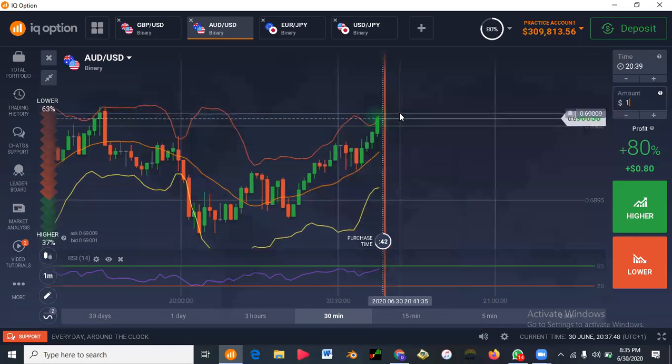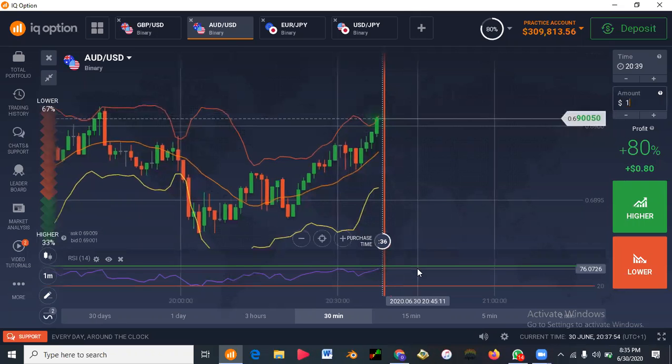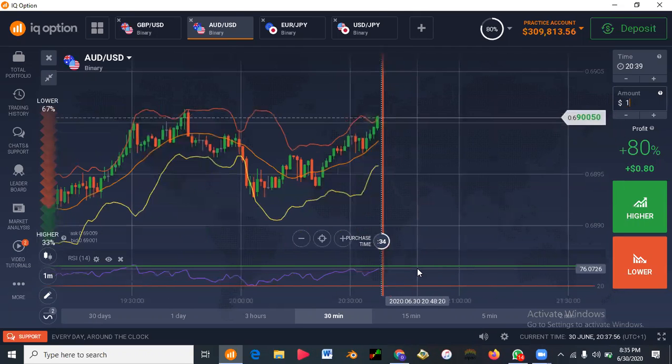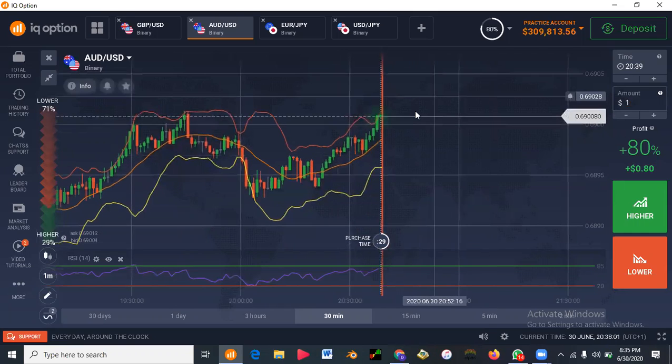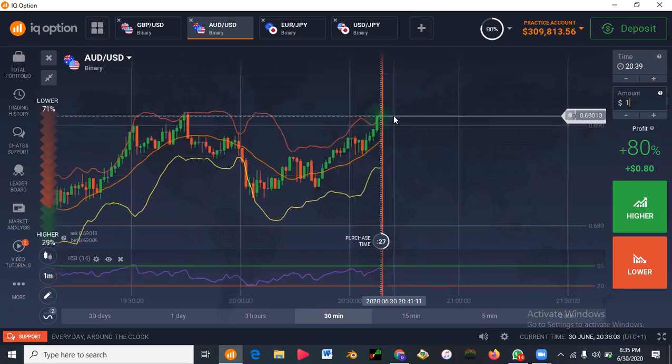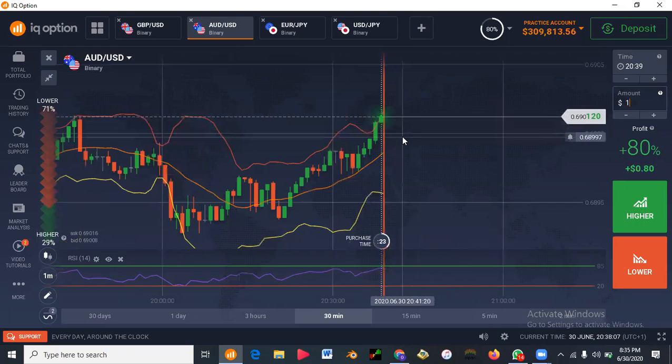So the dummy is always one for me. It's not the RSI. It's not touching the RSI. Okay, let's be patient. I think it's still going up.